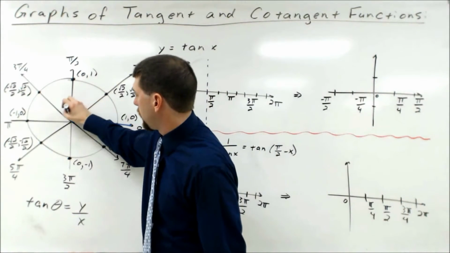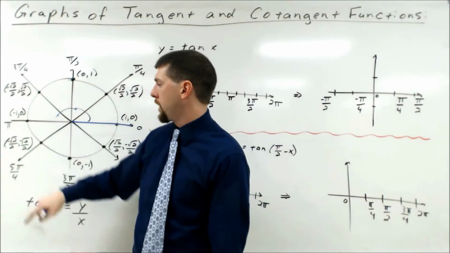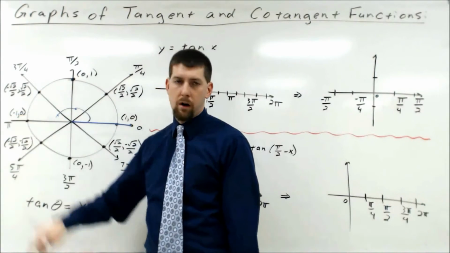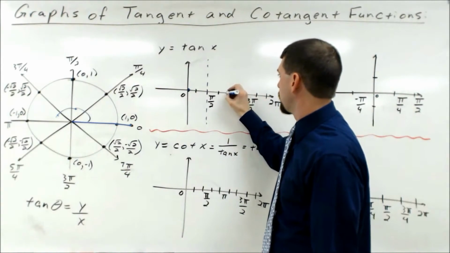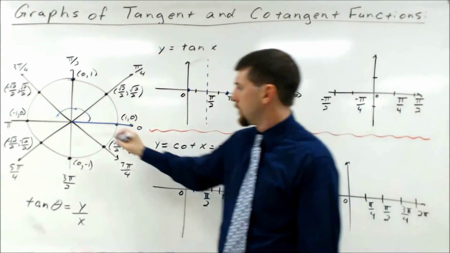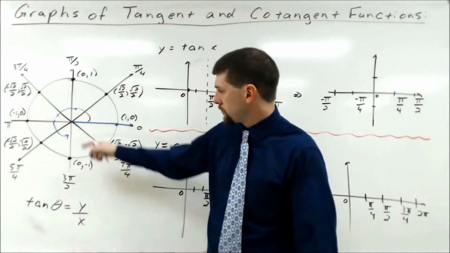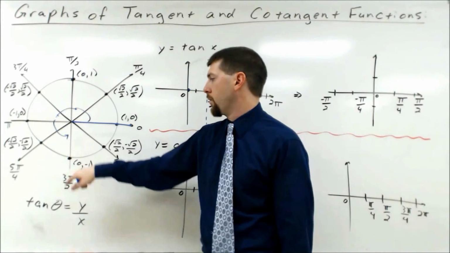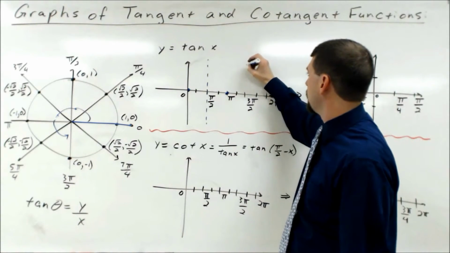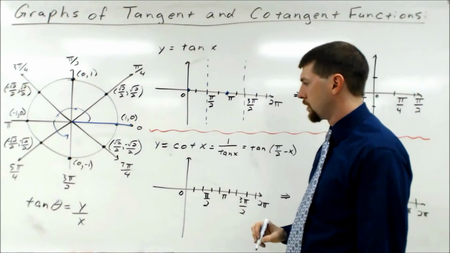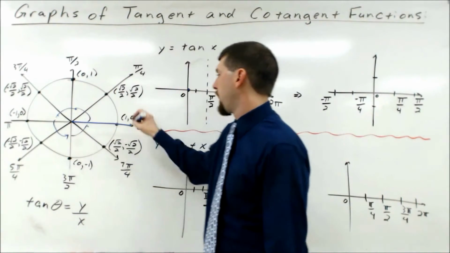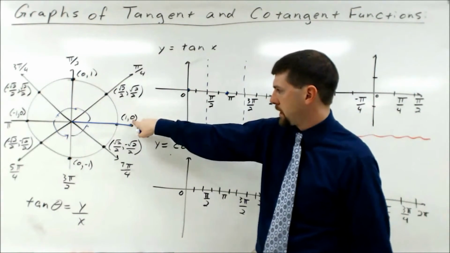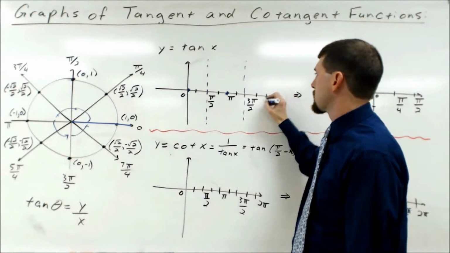We rotate on around, keep working to pi radians. 0 over negative 1 is 0 again for pi radians. Keep coming around to 3 pi over 2 radians. Negative 1 over 0 is undefined again at 3 pi over 2. And then we work our way all the way back to 2 pi. Puts us back here. 0 over 1 is 0.